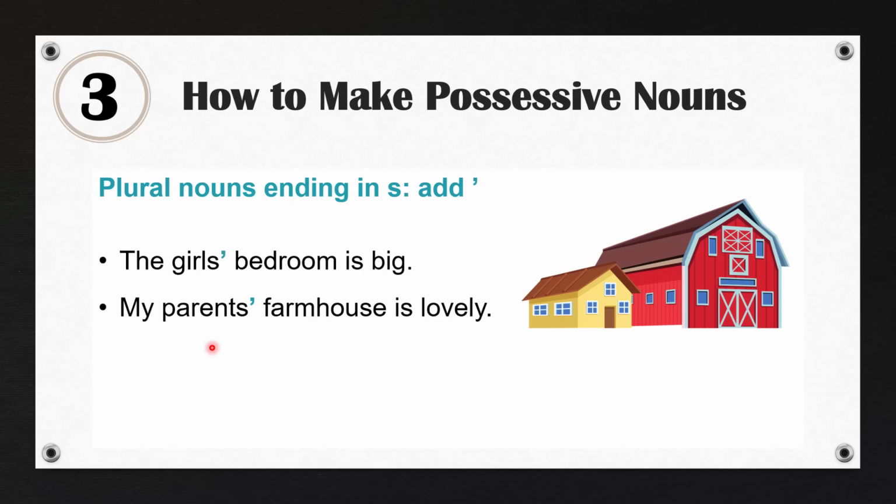My parents' farmhouse is lovely. Again, we have a plural noun, parents, my mother and father, and we use the apostrophe after the S because this plural noun ends in S. The dogs' tails were wagging. Again, this would mean there are two or more dogs and their tails were wagging.